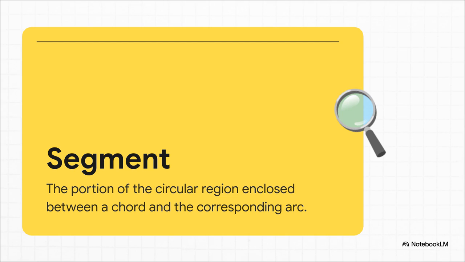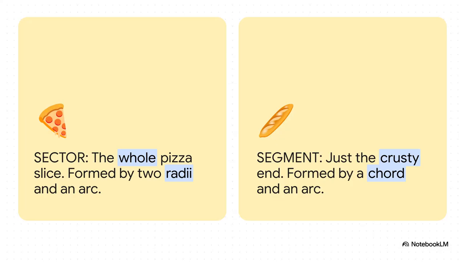The official definition says it's the region between a chord and the arc. A chord is just that straight line you'd get if you cut the crust off. So basically, it's the last bite of the pizza. Let's put them side by side so there's zero confusion.